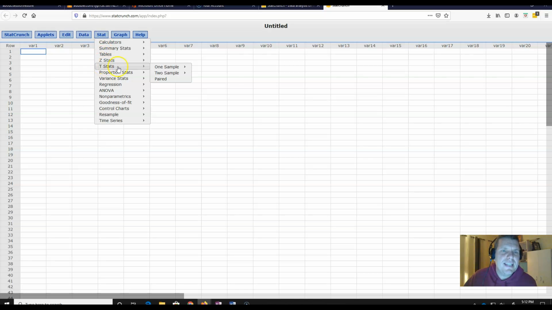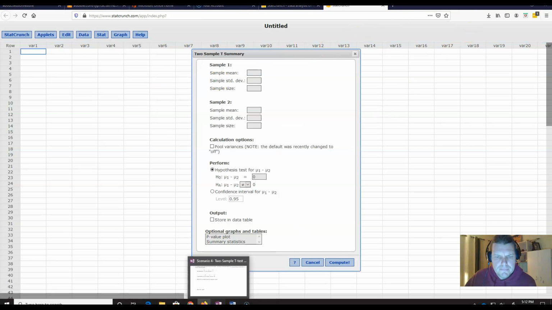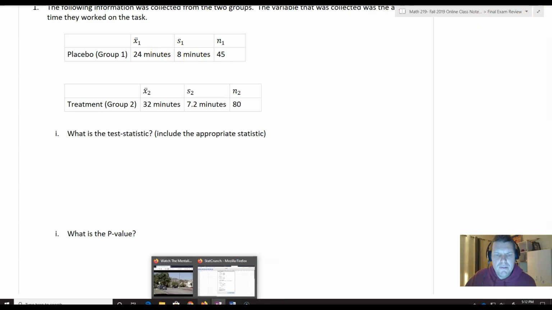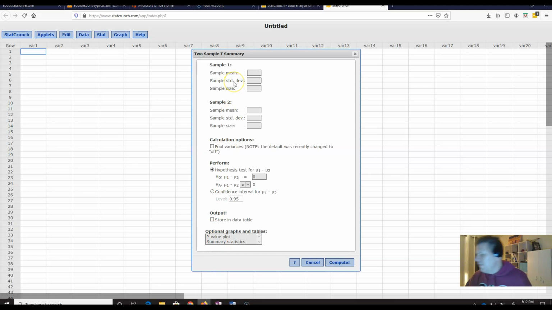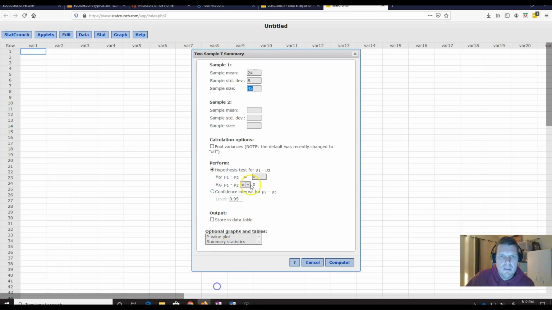So I've got stat. I'm going to go t-stats, two sample, and in this case, it's going to be with summary. Now, we'll look back here. I got 24, 8, and 45. So those are my values. I'm going to put those into StatCrunch: 24, 8, and 45. And for my other group, I've got 32, 7.2, and 80.